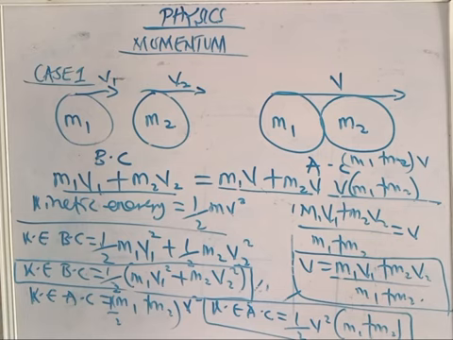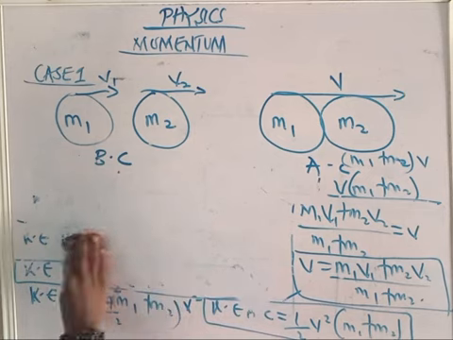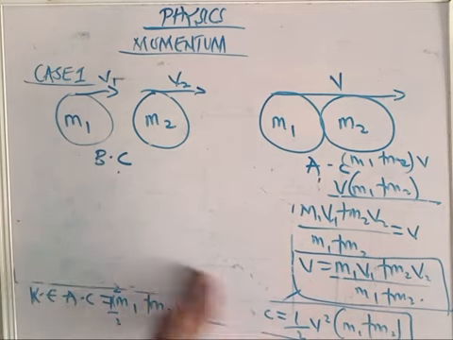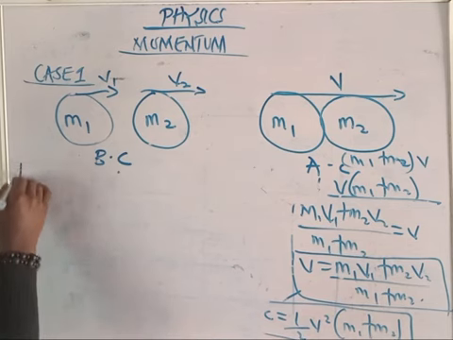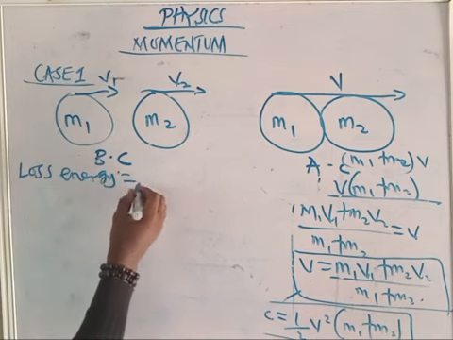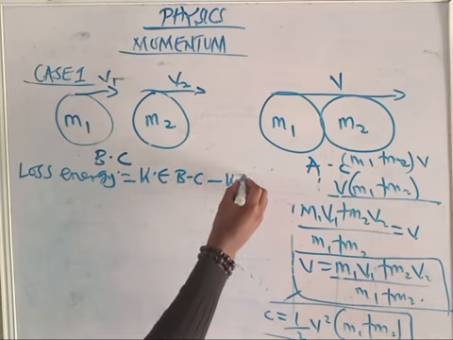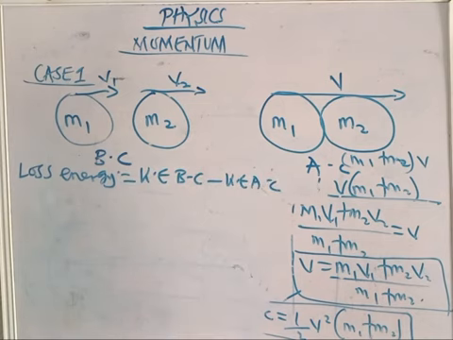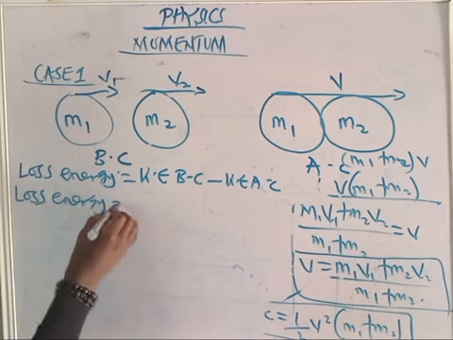The last one is called the loss energy or the energy loss. Loss energy is the difference between the kinetic energy before collision and after collision. You have to take note of that. So loss energy is equal to kinetic energy before collision minus kinetic energy after collision.